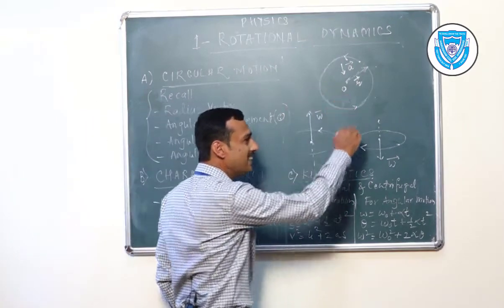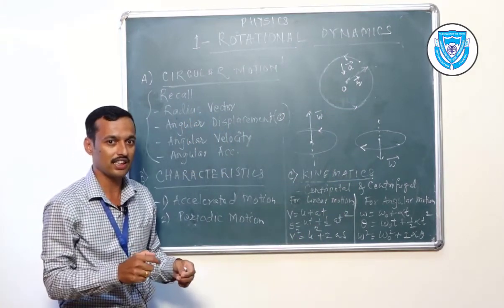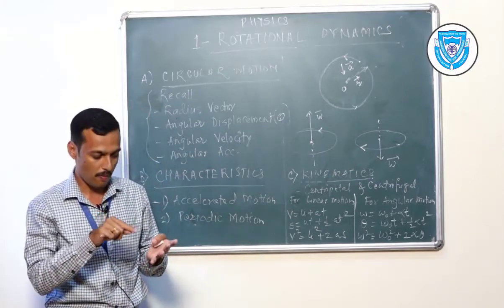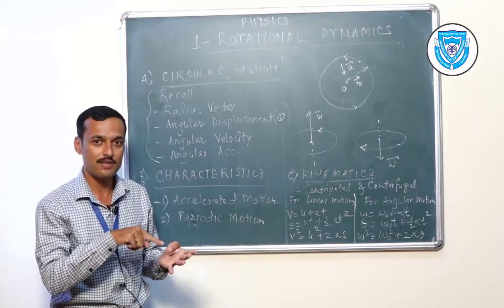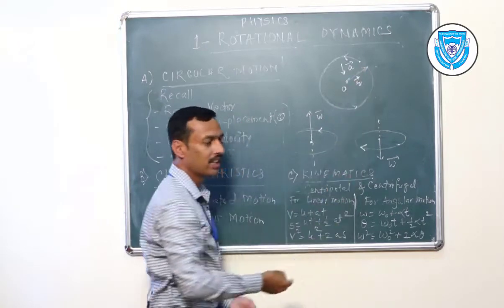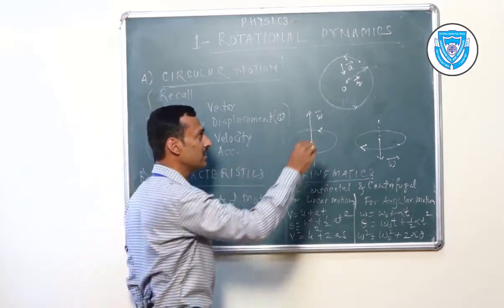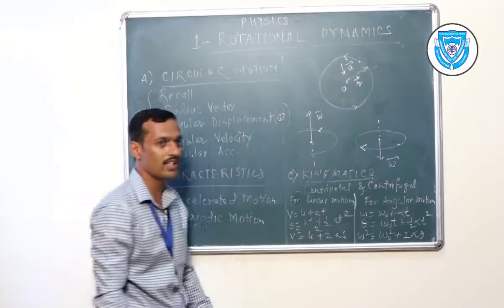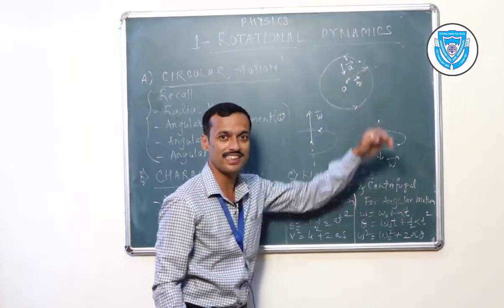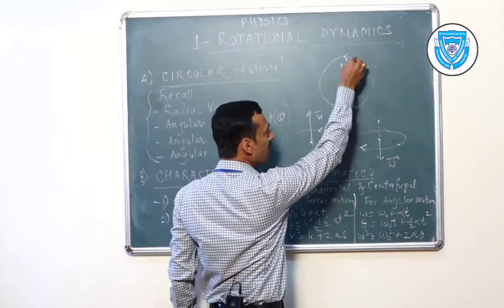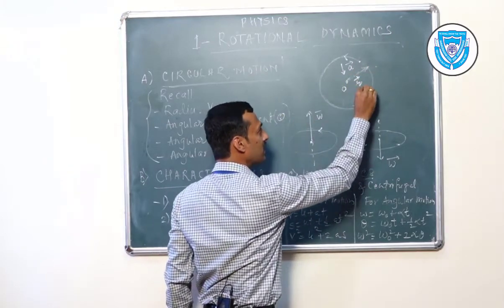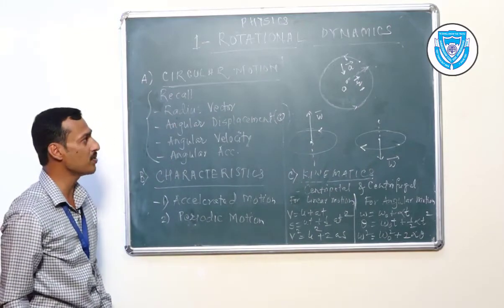So when we say vector, in 11th standard we have studied scalars and vectors. A vector has magnitude as well as direction. Magnitude is nothing but the radius of the circle. What about the direction? The direction of a radius vector is always outward, or we can say it is away from the center of the circle. That particle is revolving along the circumference of a circle and I draw a vector away from the center, then we say that vector is nothing but the radius vector.